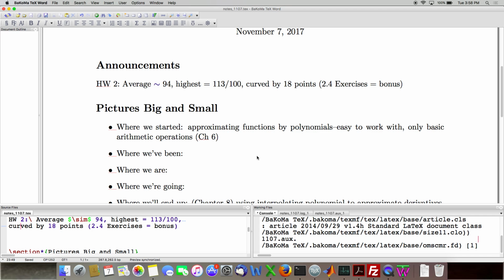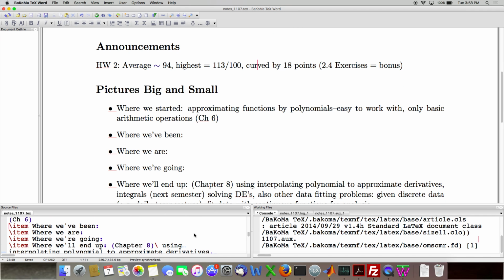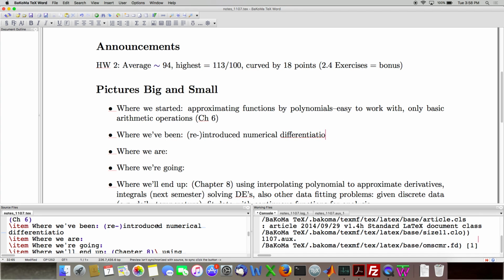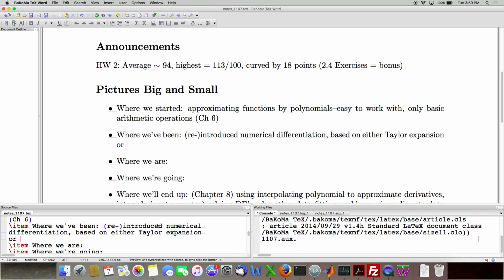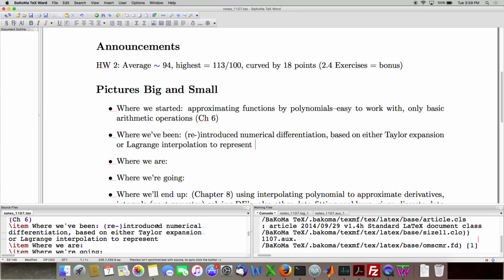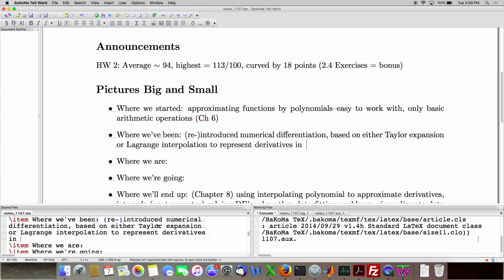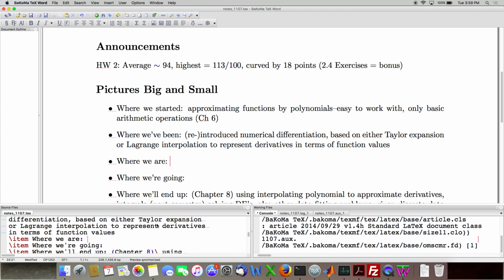Okay. Now, as far as where things stand right now, last time we looked at numerical differentiation based on either a Taylor series expansion or Lagrange interpolation to represent derivatives in terms of function values. And I kind of goofed when I misremembered what the schedule said. I actually thought for a while there that I was going to be starting integration today, but I'm not.